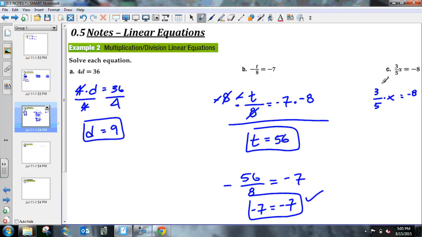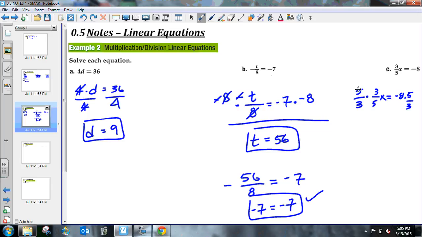Now let me rewrite this so it's a little bit cleaner. 3/5 x is equal to -8. Now what I'm going to do is multiply both sides by the reciprocal of 3/5. I'm going to multiply this by 5/3. So you just want to flip the fraction and multiply. I'm going to do that over here, 5/3.